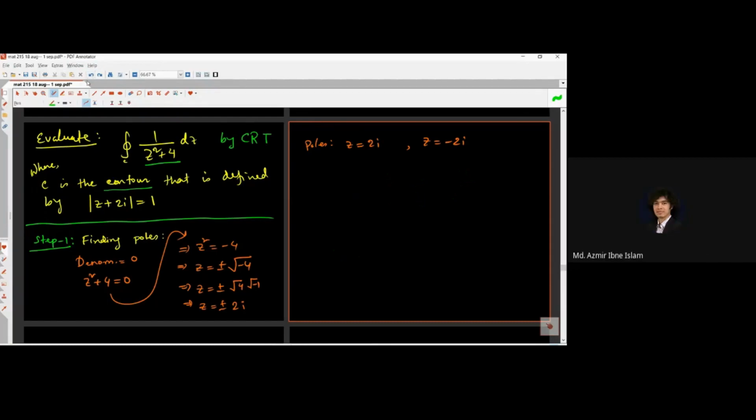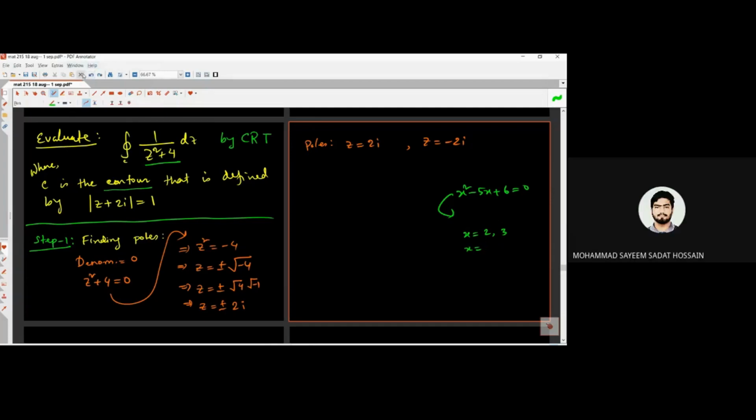Can anyone tell me what will be the order for these 2 poles? Any idea? Actually, not 2, not 3. It will be 1. Try to understand it this way: x squared minus 5x plus 6 equal to 0. If we have this function, you know that the result will be x equal to 2, x equal to 3, right?